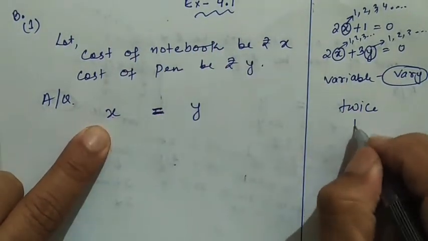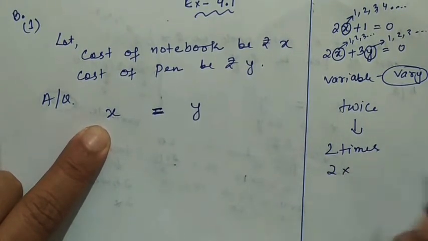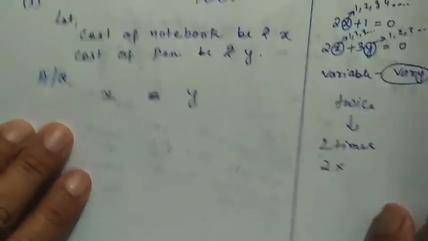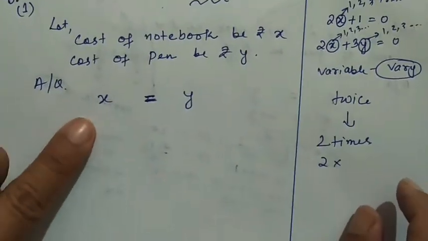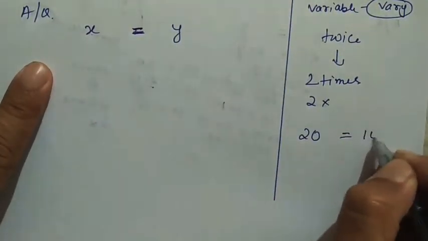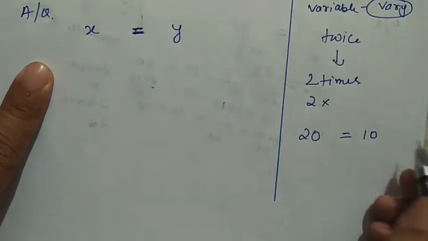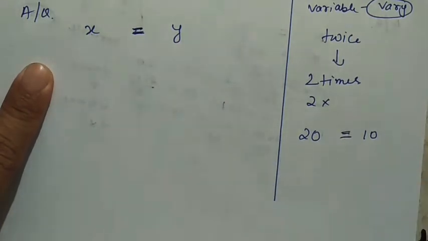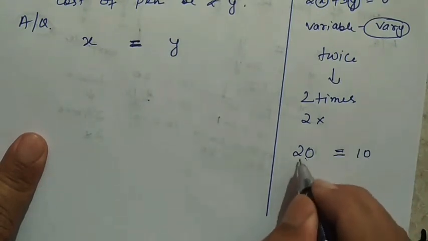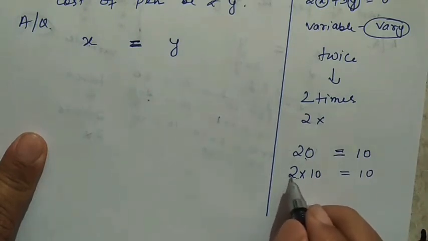Twice means 2 times, and times means into, 2 into. Now let's take an example. Let's assume that the cost of notebook is 20 and the cost of pen is 10. Since there is an equal sign, it has to balance. Now it is more by 2 times, which means 20 we can also write as 2 into 10 equal to 10.